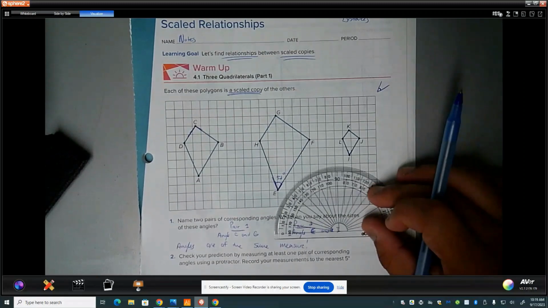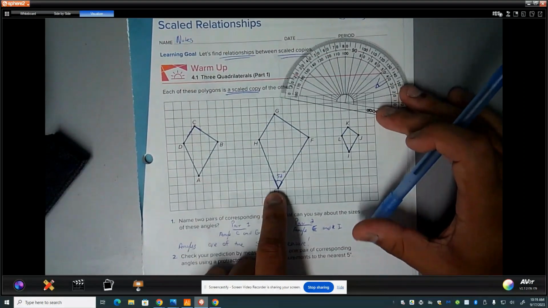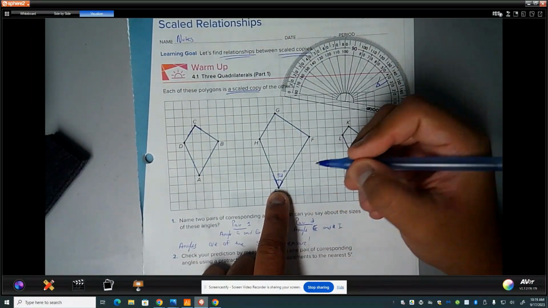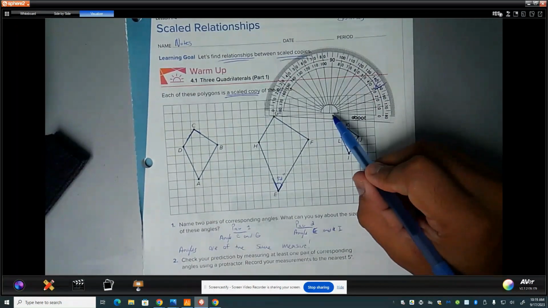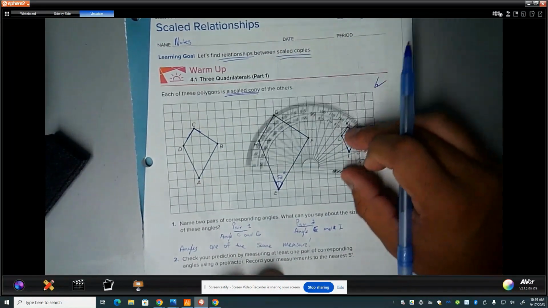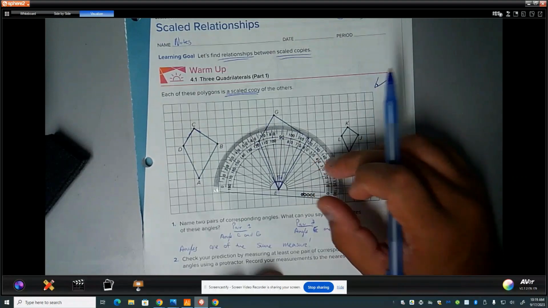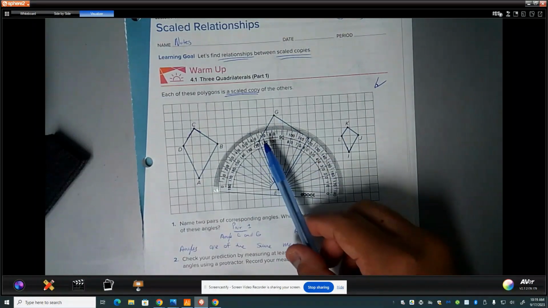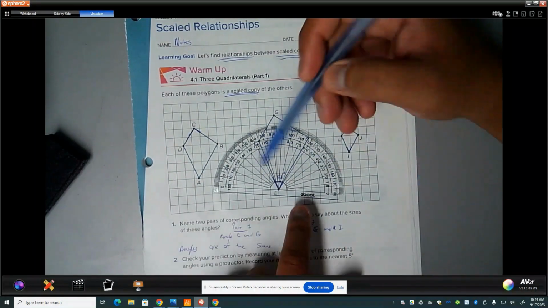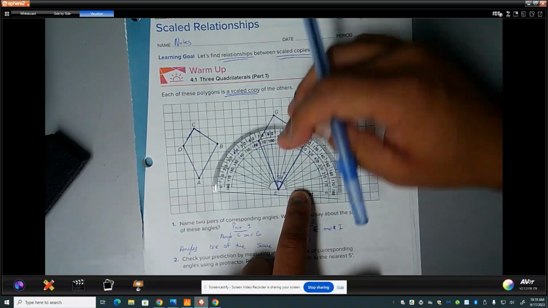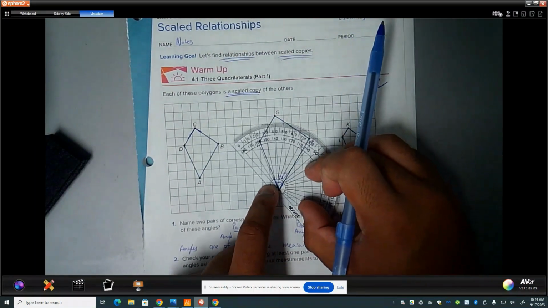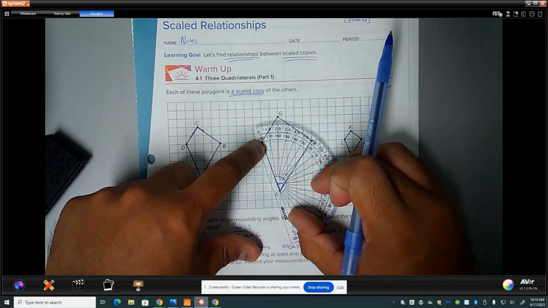Whenever you have a protractor, you always want to line up the vertex, the point where the two line segments of your angle meet, with the center of the protractor. That's the first thing I'm going to do. The second thing you want to do is line up one of your line segments with the start of the protractor. The one that I feel is easier to do would be this little left bottom piece.